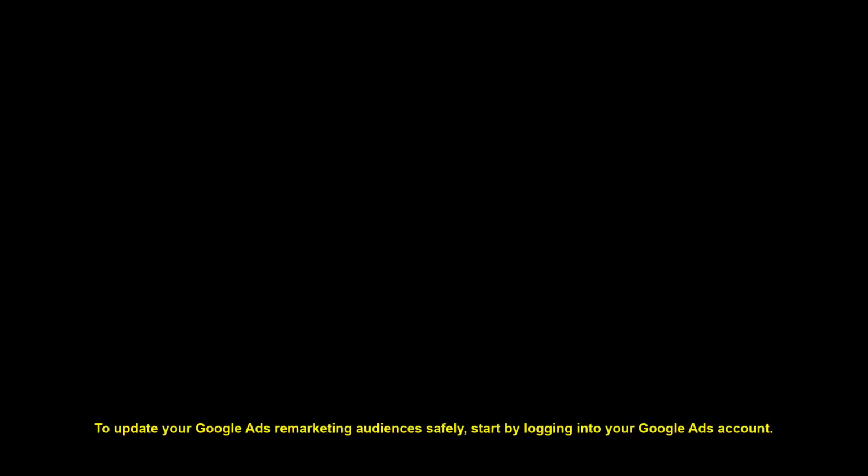Today we show how to update your Google Ads remarketing audiences safely, with a full step by step guide. To update your Google Ads remarketing audiences safely, start by logging into your Google Ads account. Navigate to the Tools and Settings menu located in the upper right corner of the screen. Select Shared Library from the drop-down options. Click on Audience Manager to access your existing remarketing audiences.